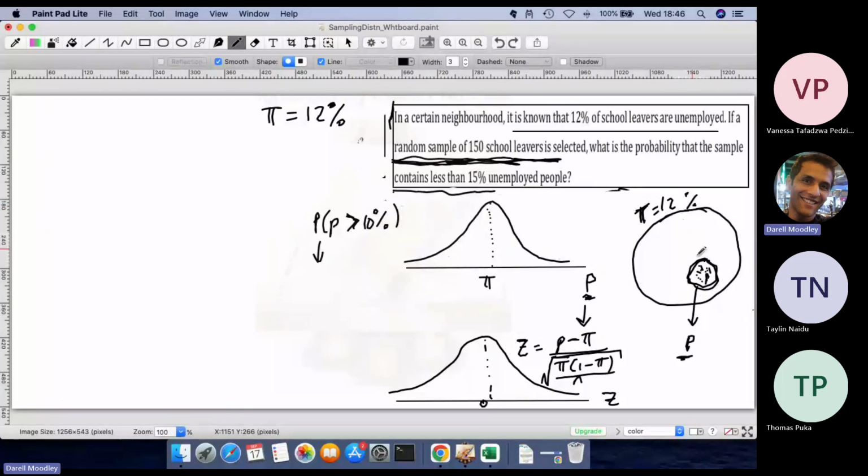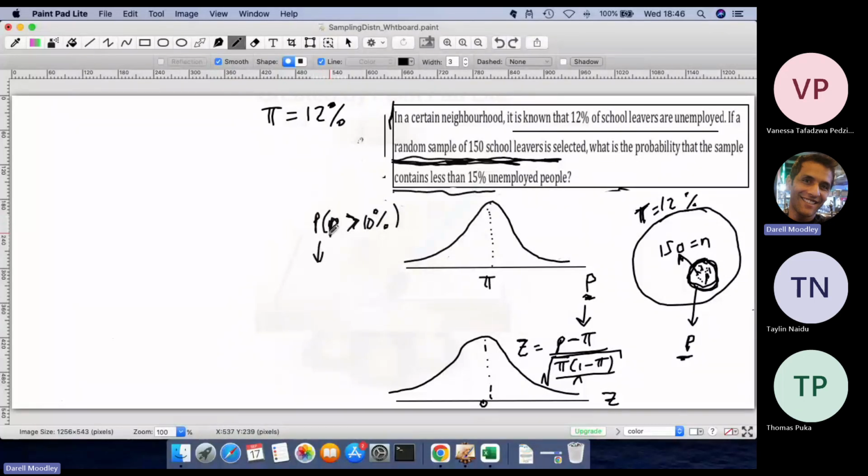That's the neighborhood. Now there's a sample of school leavers. There are 150 of them, which means that's your N, your sample size. Now, P, you don't know. You don't know the exact value of P, but you're not interested in the exact value of P. You're interested in working out the probability of this P.